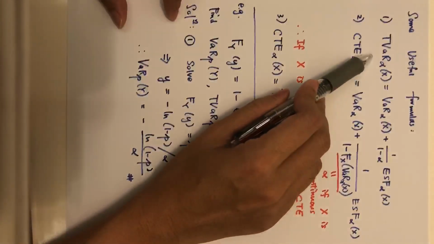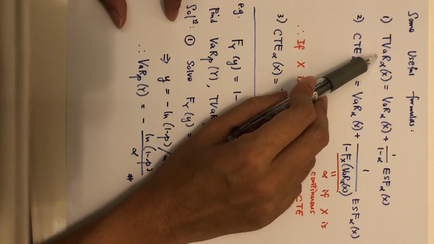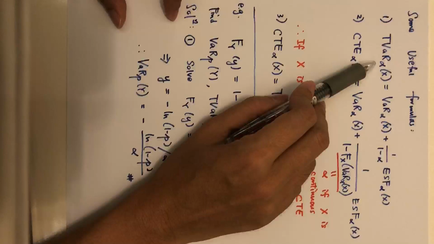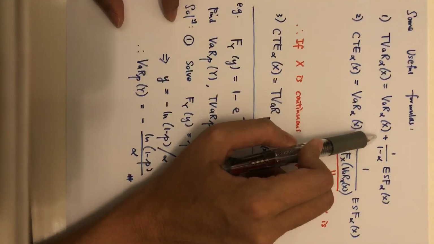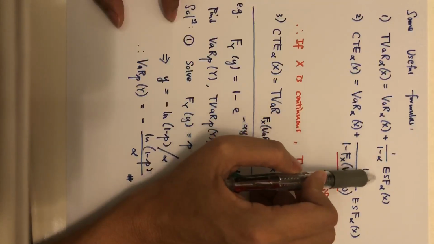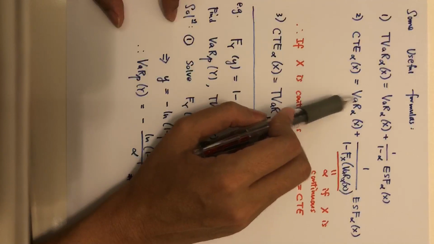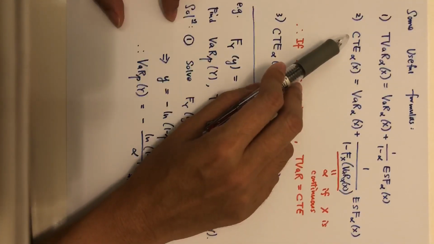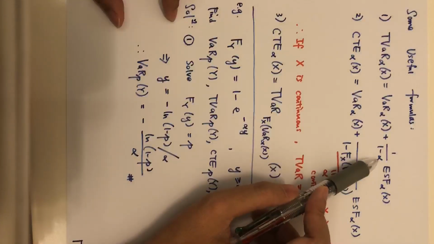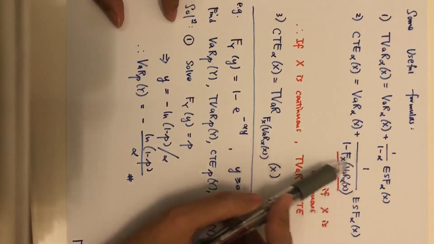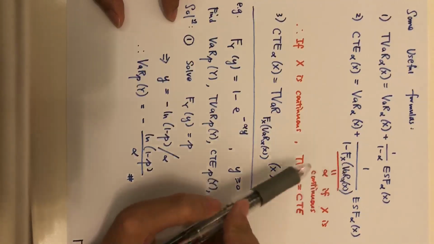First is about TVaR. The first equation says that the tail value at risk of X at level alpha can be decomposed into the value at risk plus 1 over 1 minus alpha times the expected shortfall. The second formula is very similar to the first one, except that it is for conditional tail expectation. And here in the denominator, instead of alpha, we put F_X of the alpha value at risk.